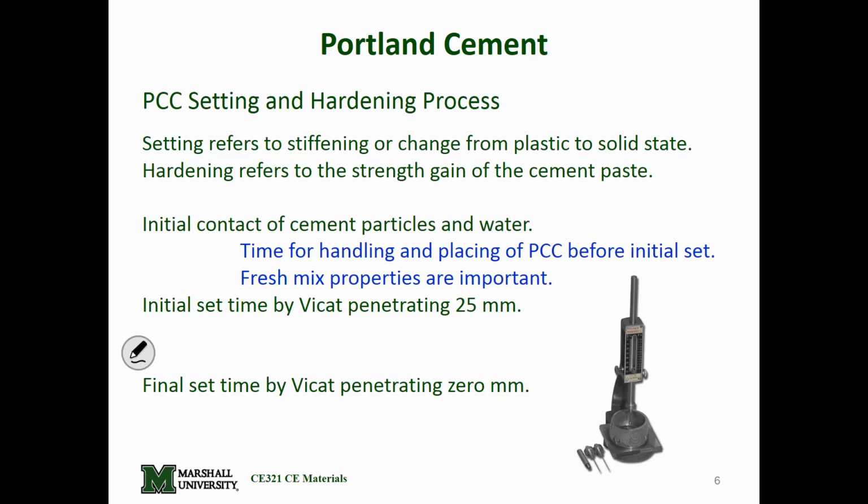We do the Vicat needle test to help us determine the hardening or the setting process of our concrete. We've got initial contact of the cement and the water. We start our clock. We can place the material, handle the material, do our fresh mix property tests with it, and when we get a Vicat needle penetration of 25%, it tells us we've got an initial set for the material. At that time, things are starting to get into a plastic state. We can't move it around and manipulate it. If we do, it's going to be very blocky, and won't go back together, if you will.